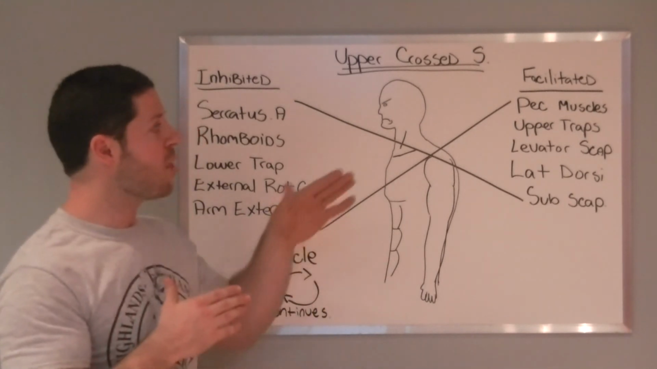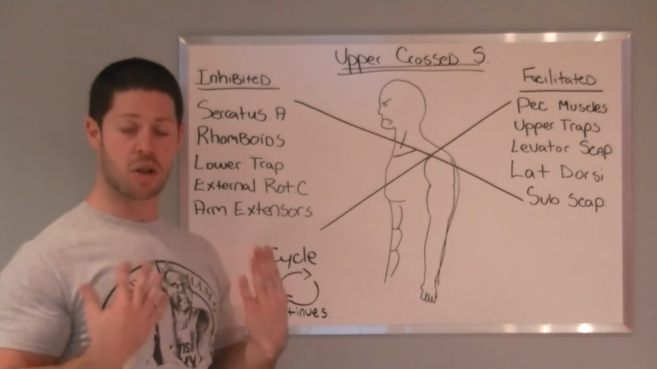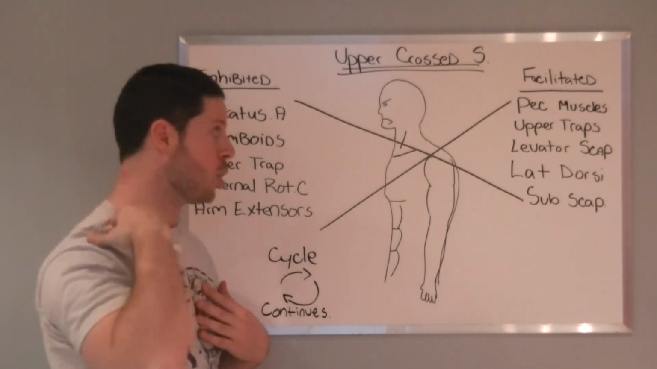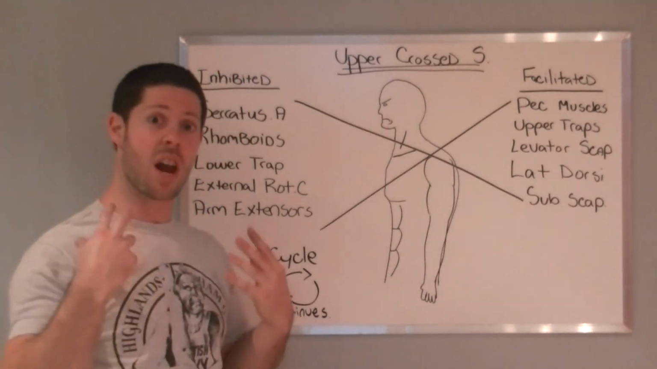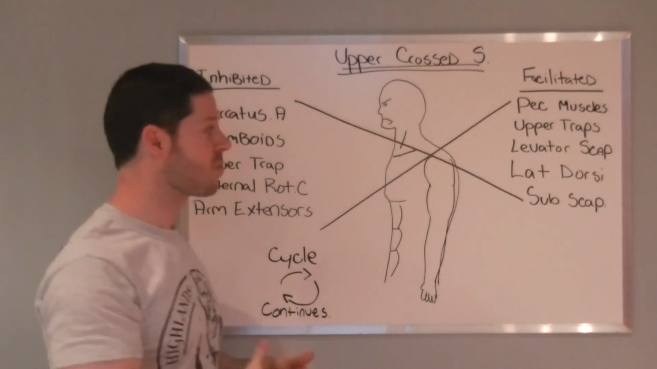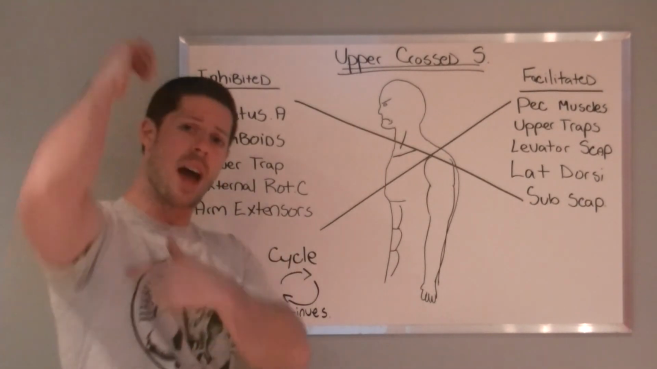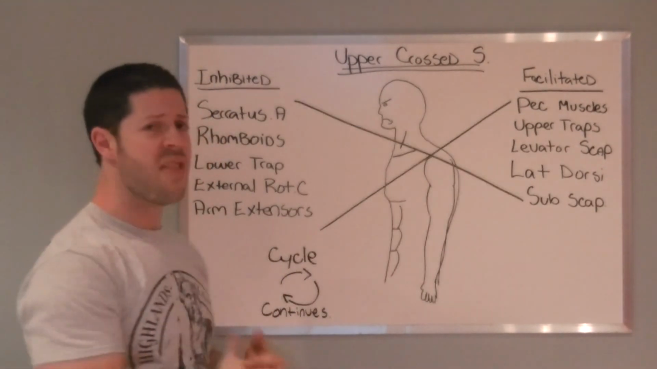Okay? So to go over the tight muscles, some of them are the pecs, okay? Major and minor. The upper traps in the back. Your levator scapulae, which is a neck muscle that gets really tight. A lot of people carry stress there. Lat dorsi, big muscles on the side here, and the subscap, which is in the armpit, one of the rotator cuffs. Okay? They become tight.